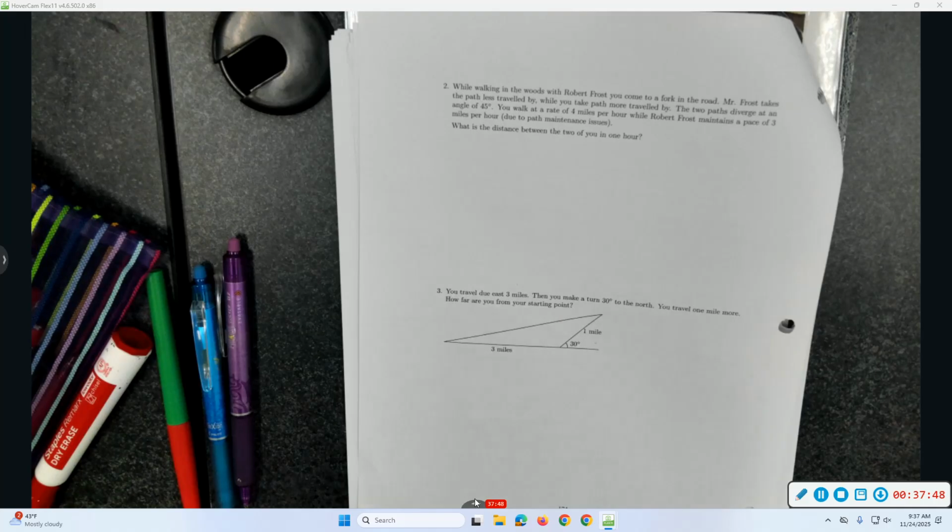While walking in the woods with Robert Frost, you come to a fork in the road. Robert Frost takes the path less traveled by, which makes all the difference. You take the path more traveled by because it looks better. Due to path maintenance issues, you go faster than Robert Frost. He maintains a pace of 30 miles per hour, while you maintain a pace of 4 miles per hour. The paths diverge 45 degrees. I would like to know, after 1 hour, what's the distance between the two of you?